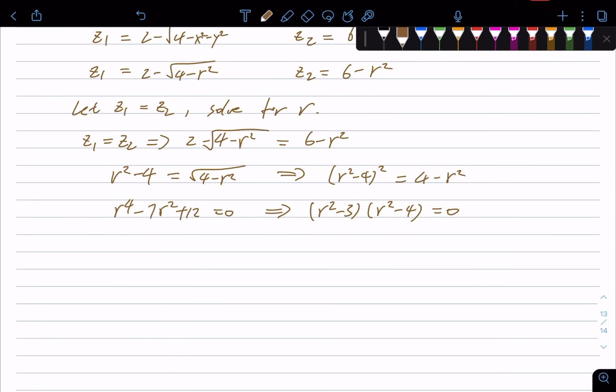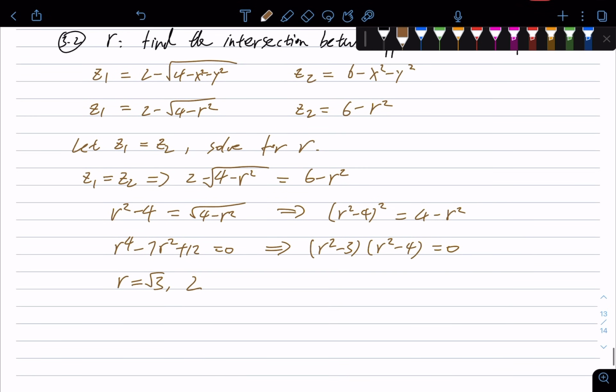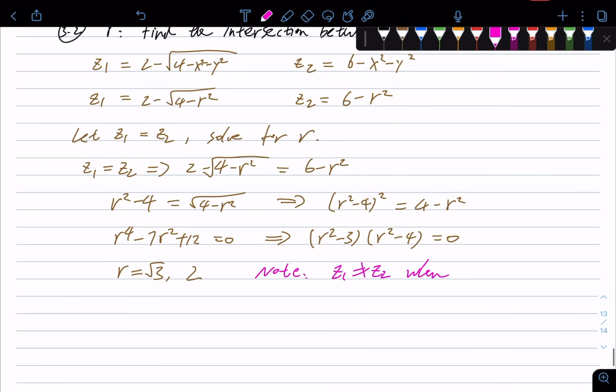So hopefully you can tell that r equals root 3 or 2, right? We're not going to worry about the negative r values, because remember, our definition of r in this class is from 0 to positive infinity. We're going to ignore the negative r values. But note, if you actually plug in r equals root 3, z1 does not equal z2.